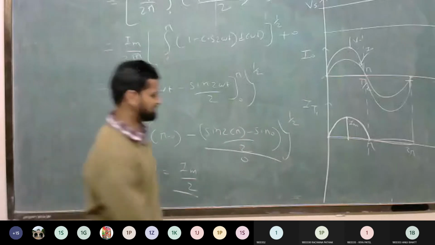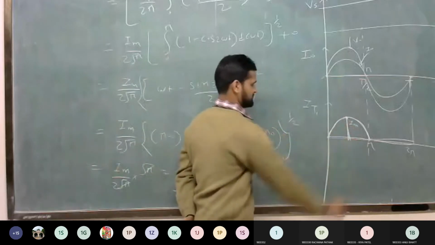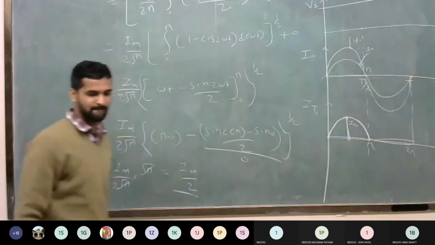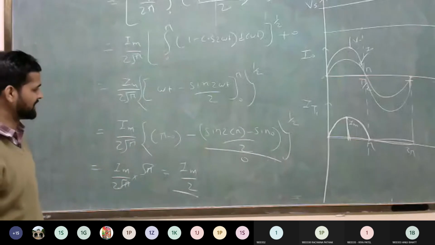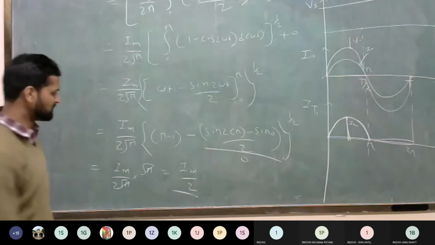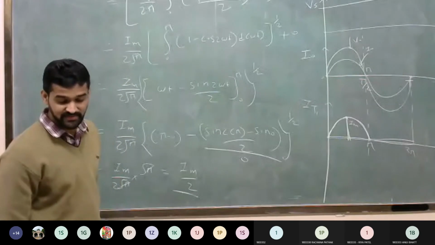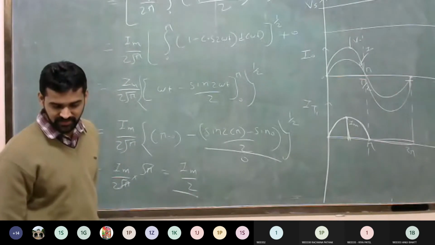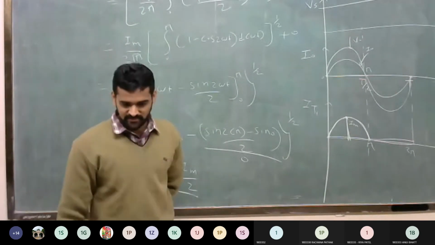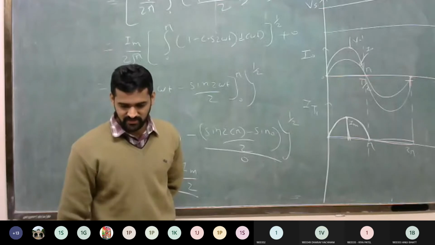What is the value of IM? The value is not given, so you need to calculate IM. Before calculating IM, it is root 2 times I01.